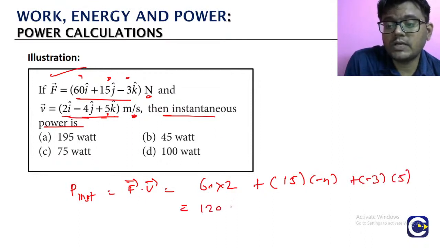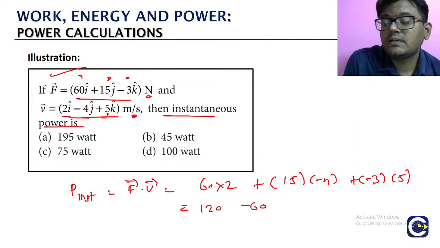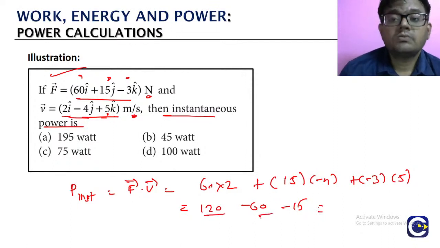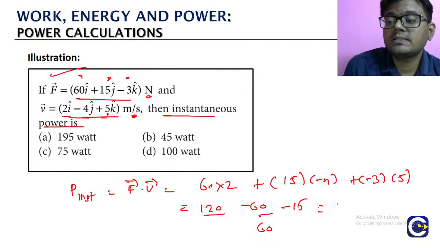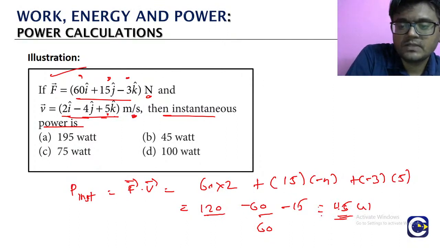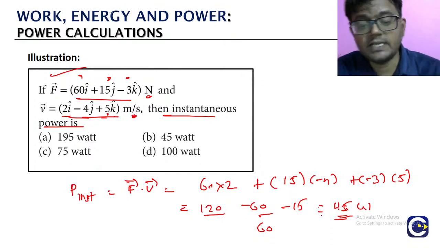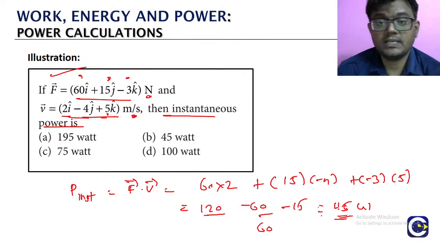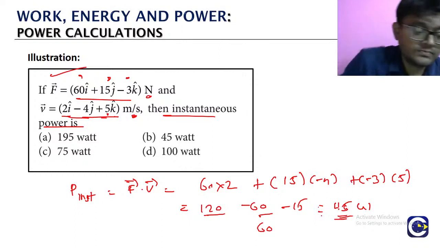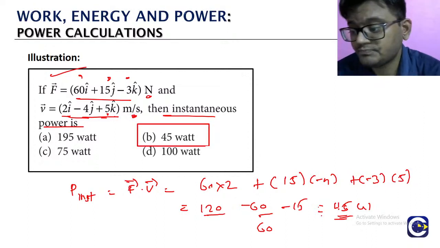So this is 120. 15 4s are 60, but there will be a minus. 5 3s are 15, but there will be a minus. So 120 minus 60 is 60, and 60 minus 15 is 45 watt. Because force is in SI unit and velocity is also in SI unit, power will be in SI unit, which is watt.